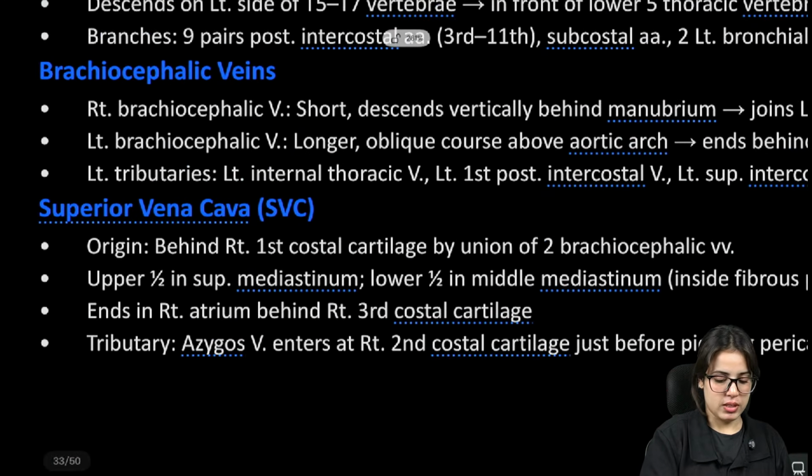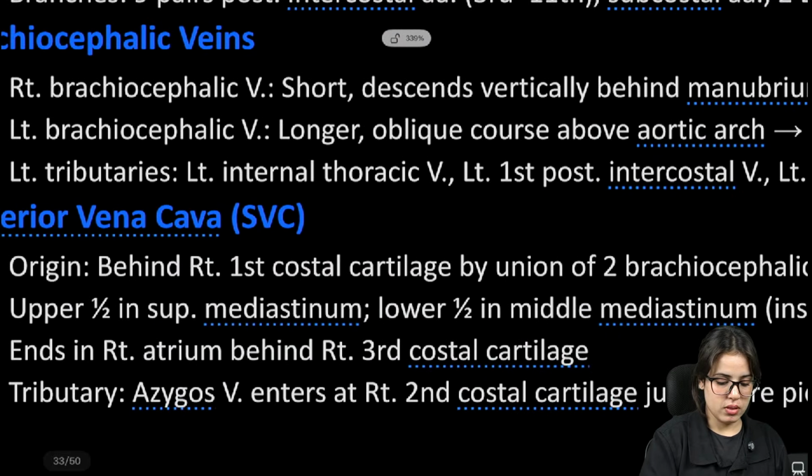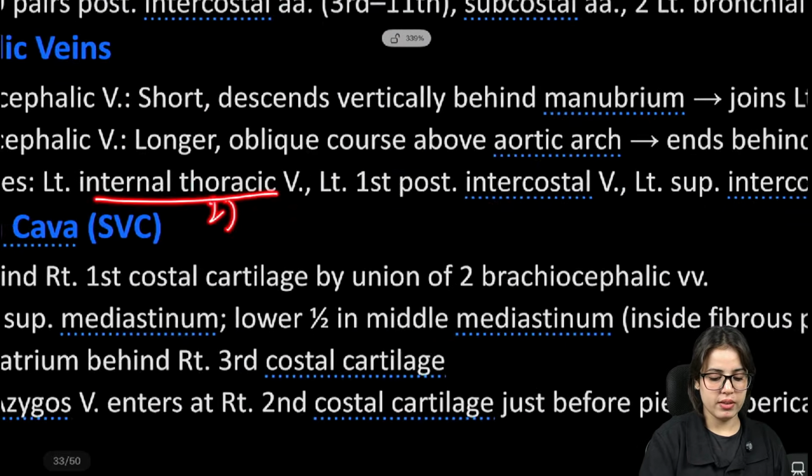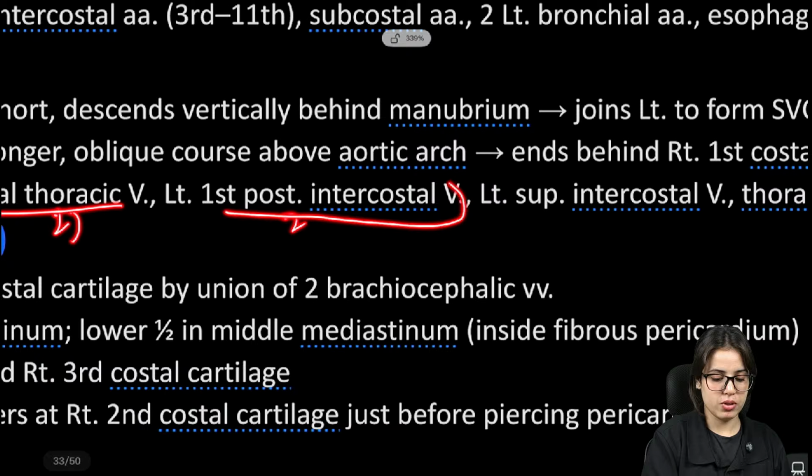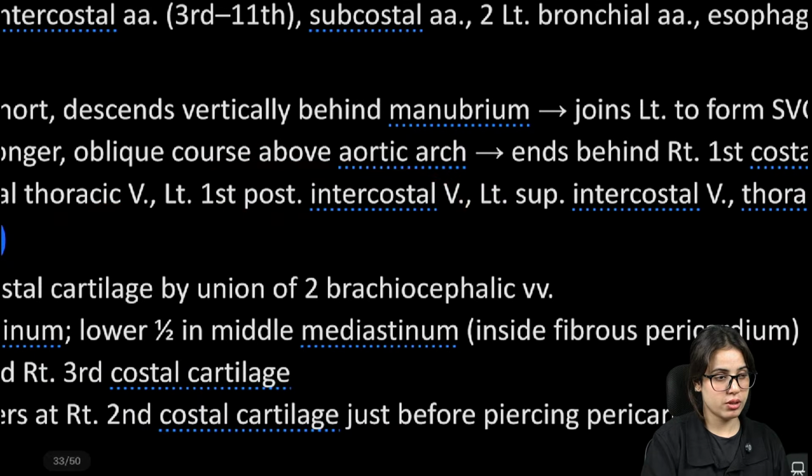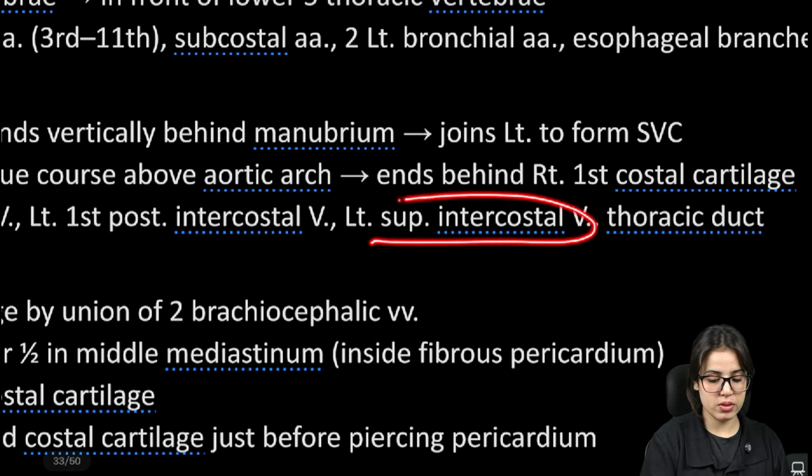Now its tributaries. This is what you need to remember. One, internal thoracic vein. Two, left first posterior intercostal vein, left superior intercostal vein, thoracic duct.